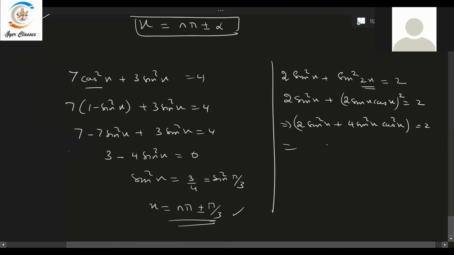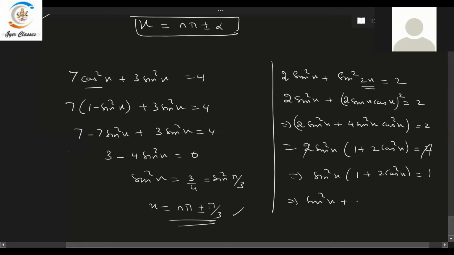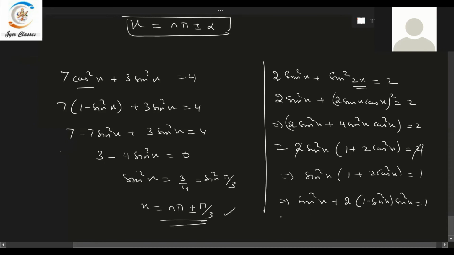You can take out from these two 2 times sine square x (1 plus 2 cos square x) is equal to 2. So you can again cancel these 2 and 2. What will you get? Sine square x (1 plus 2 cos square x) is equal to 1. So it becomes sine square x plus 2 sine square x, में सारा लेना है, (1 minus sine square x) into sine square x is equal to 1. Now solve this by quadratic equation and get me the answer.